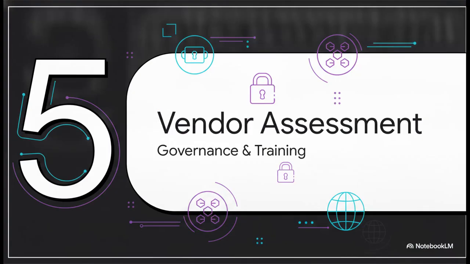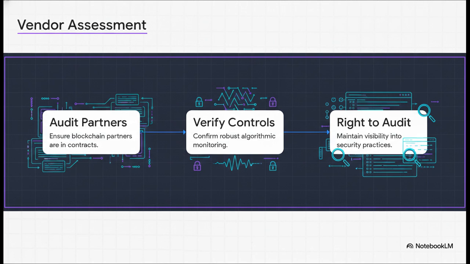Section 5, Vendor Assessment and Training. So how do we actually govern this? Here is your operational blueprint for evaluating potential vendors and locking down your supply chain. It's a simple, sequential checklist. Number 1, audit your subcontractors. Make absolutely sure your blockchain partners are explicitly covered in your legal agreements.